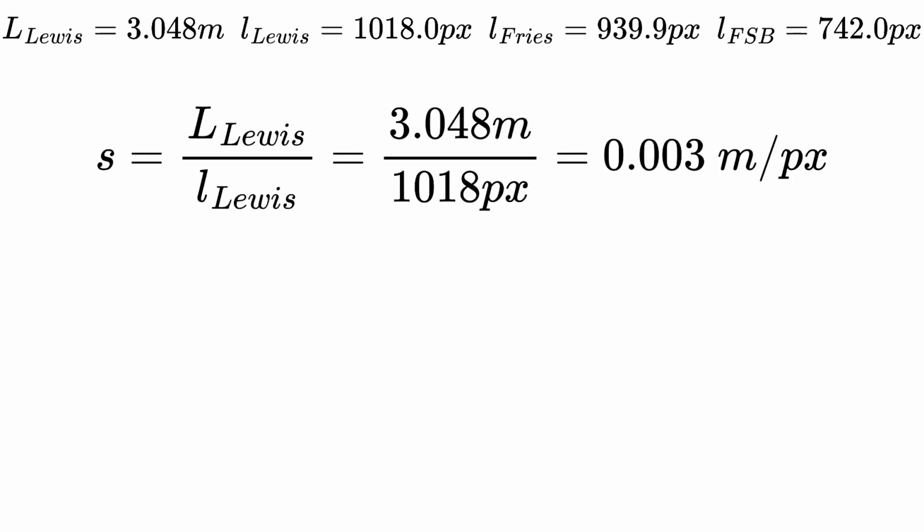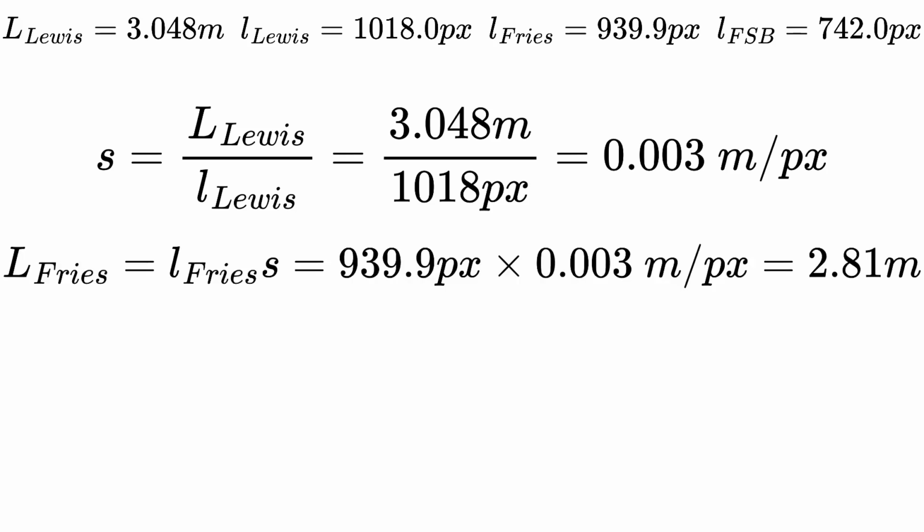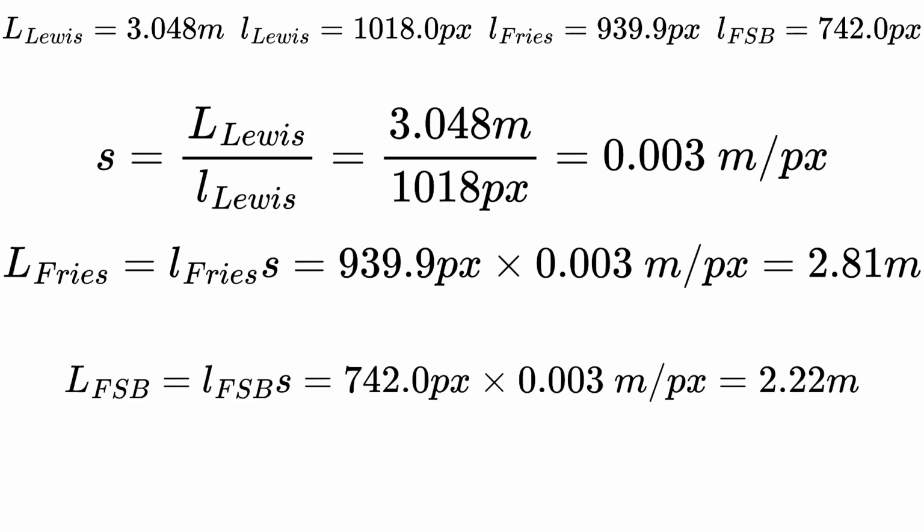Using the first formula, we can find that the scale of this frame is 0.003 meters per pixel. Using the second one, we can find that this side of Fries is 2.81 meters long and FSB has a height of 2.22 meters.